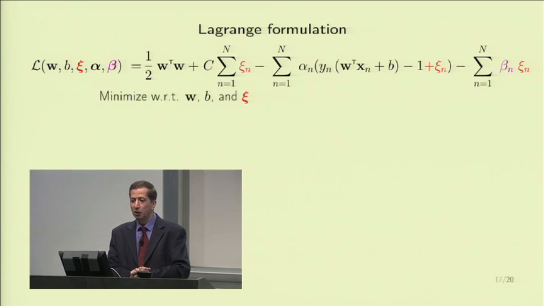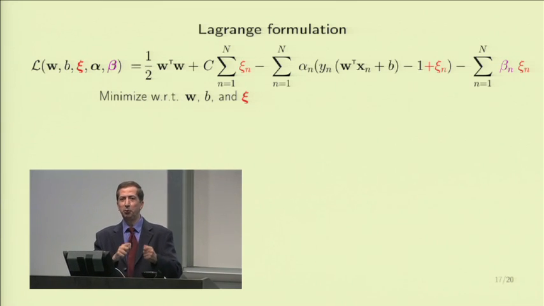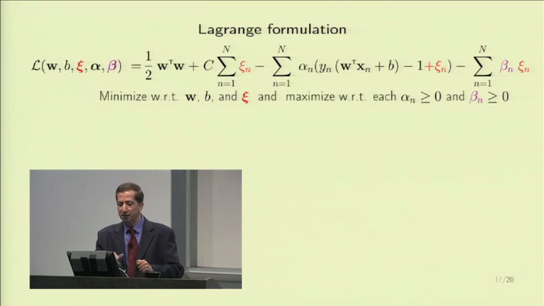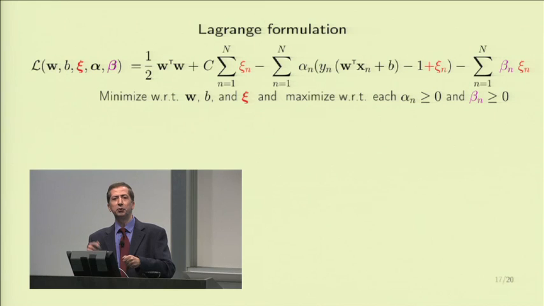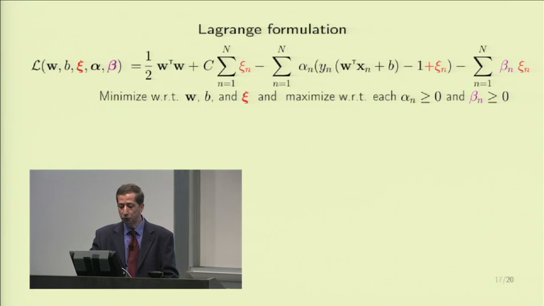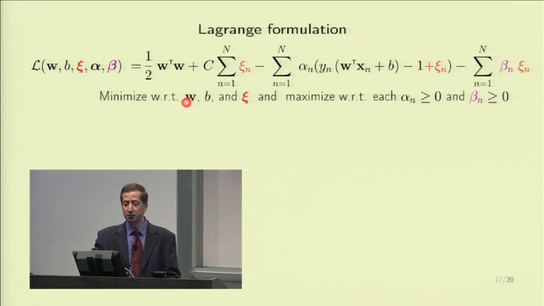Okay, so we are going to minimize this with respect to W and B, which we used to do, and with respect to Xi, which is our new variable. And then we are going to maximize with respect to the Lagrange multipliers, the alphas, which we used to have, and the betas are the new ones in town, okay? So let's do the first one. Let's do the minimization with respect to W, which we did before, okay?